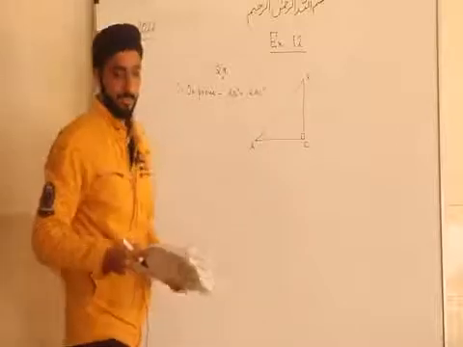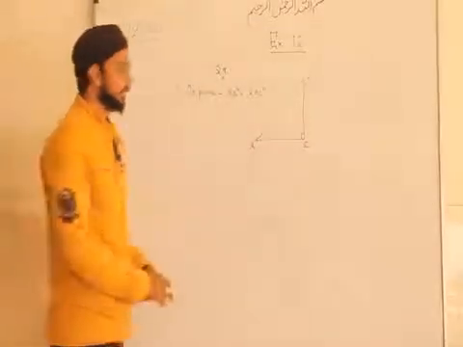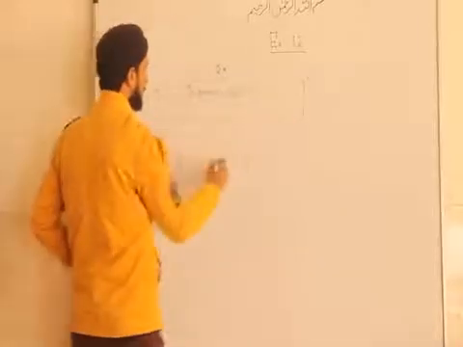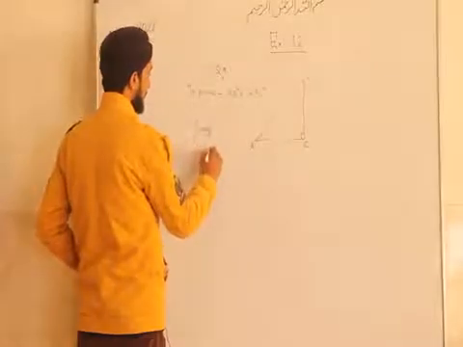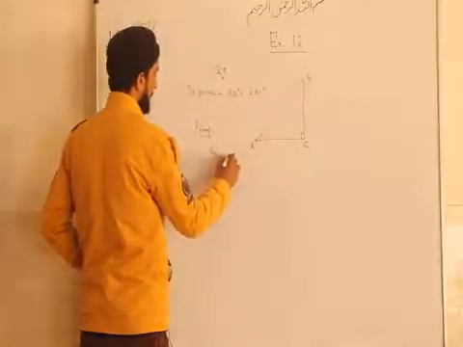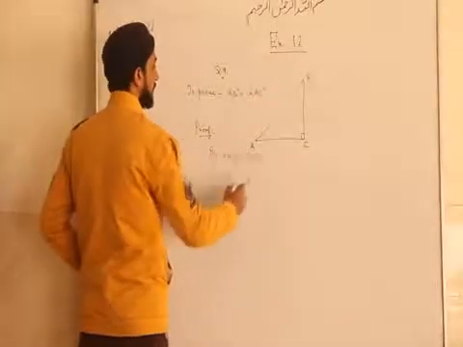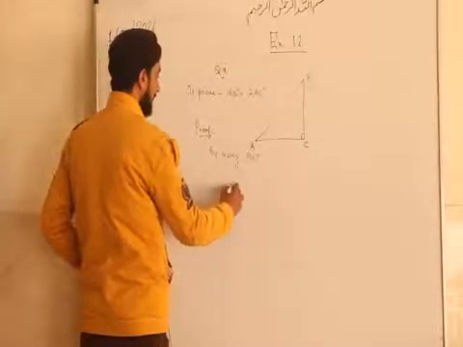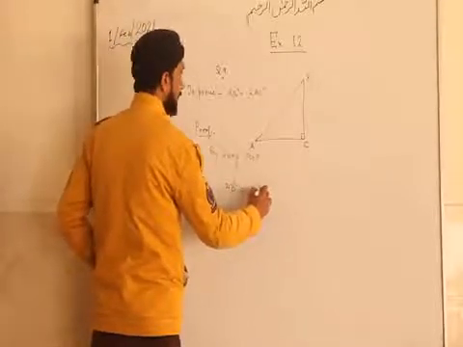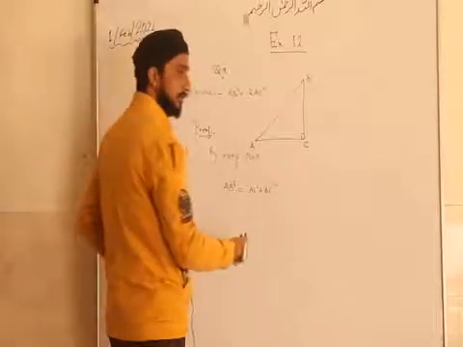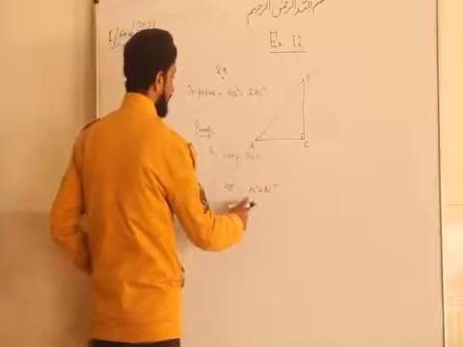So we can do this simply by using PGT, the Pythagoras theorem. AB square is equal to AC square plus BC square.